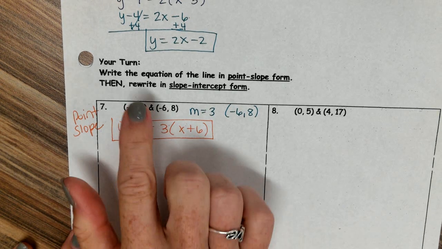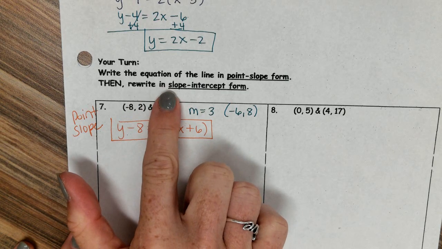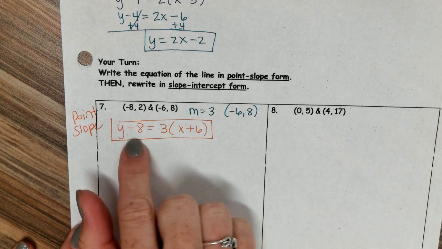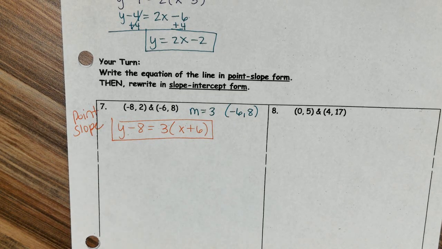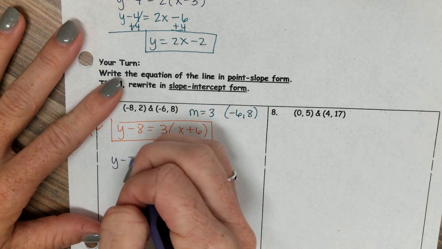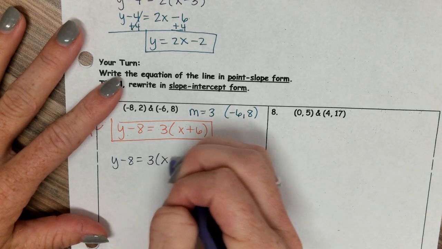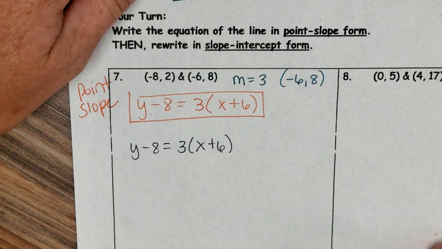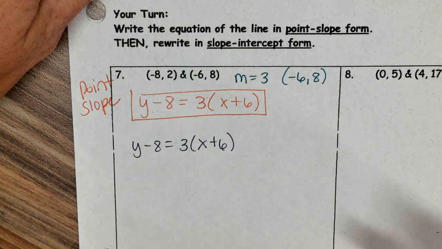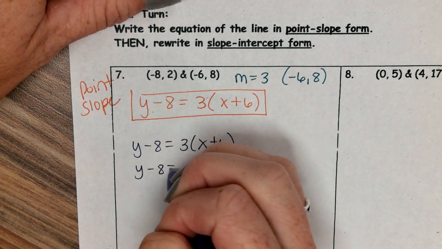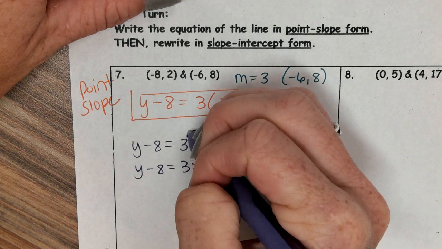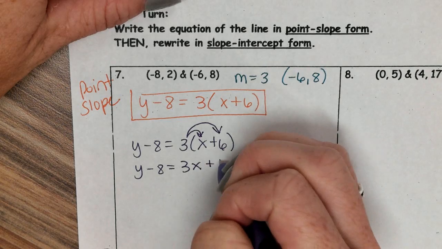Now what does it want me to do? Rewrite it in slope-intercept form. So we're going to take this equation and rearrange it. Y minus 8 equals 3, open parentheses, x plus 6. And now we're going to distribute the 3. So y minus 8 equals, what's 3 times x? 3x. What's 3 times 6? Plus 18.